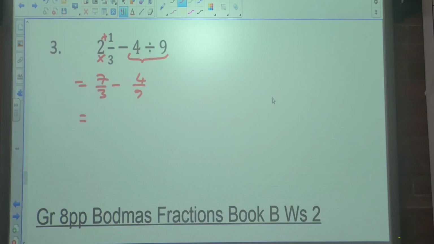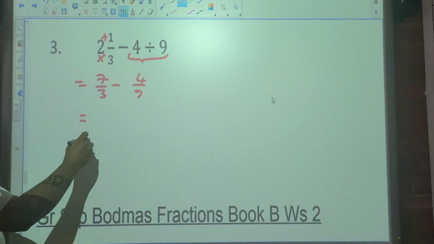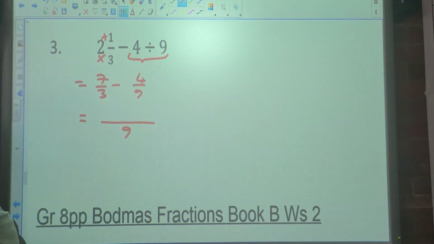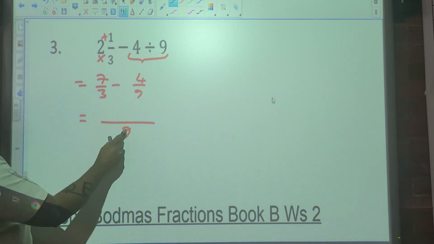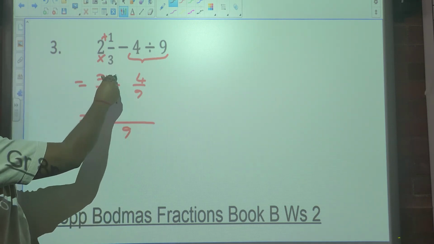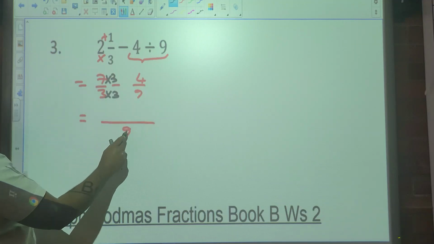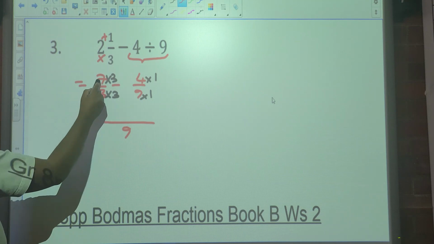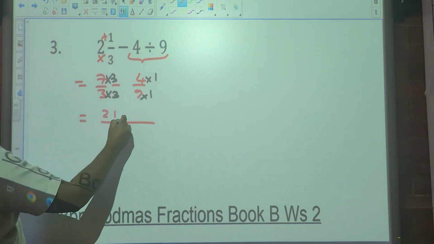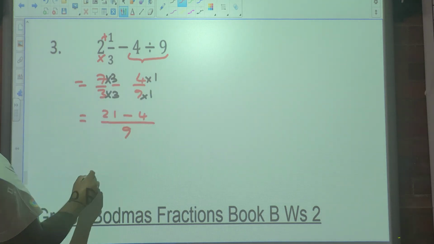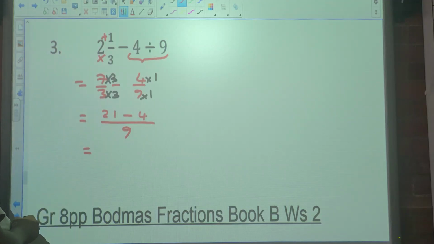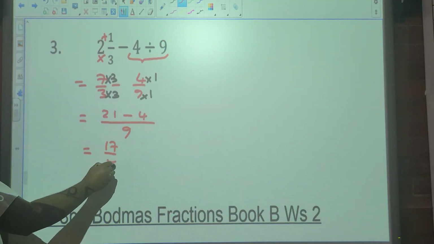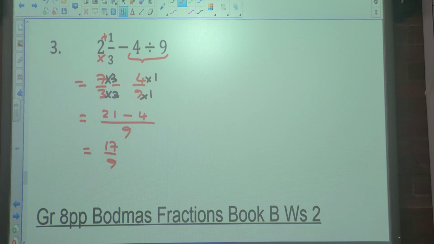So what's your LCM here? 9. So 3 multiplied by what is 9? 3. Multiply the numerator also by 3. 9 multiplied by what is 9? 1. So 3 multiplied by 7 is 21 minus 4 multiplied by 1 is 4. 21 minus 4? 17 over 9, could also be written as 1 and 8 over 9. You all okay with that?